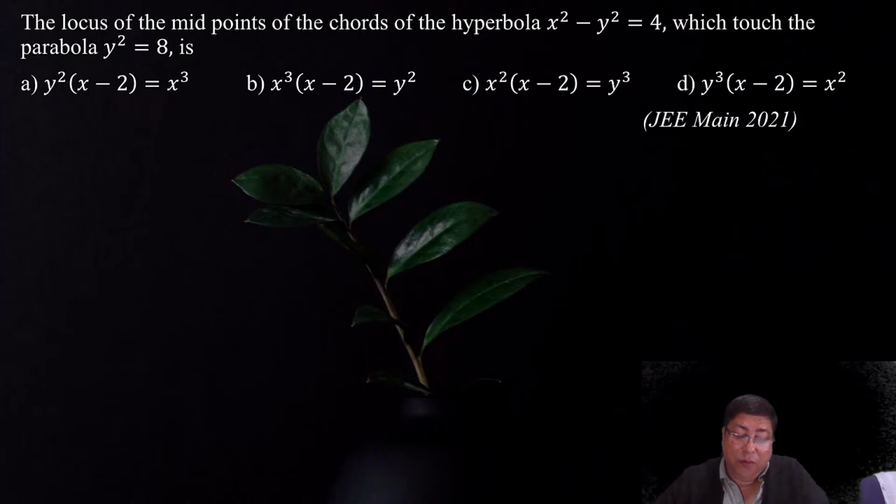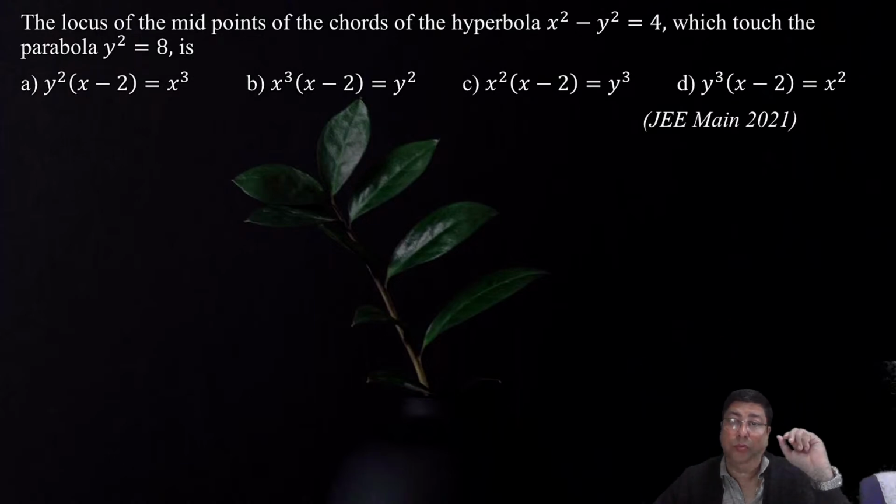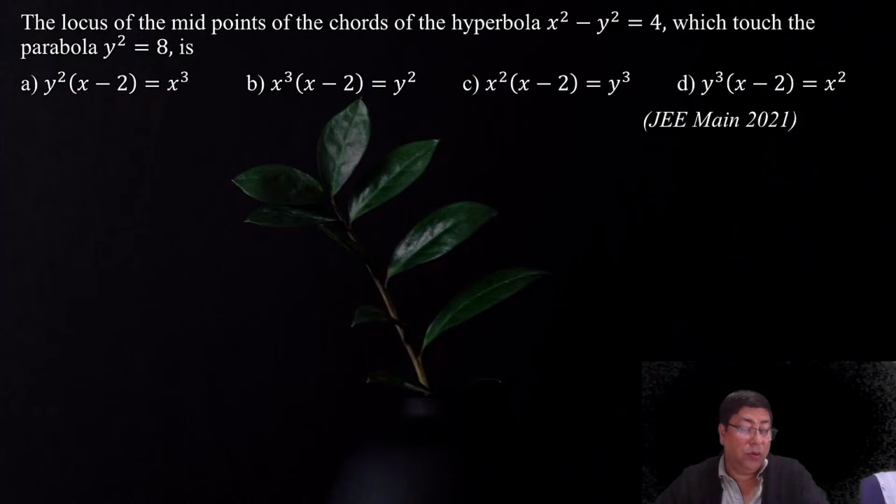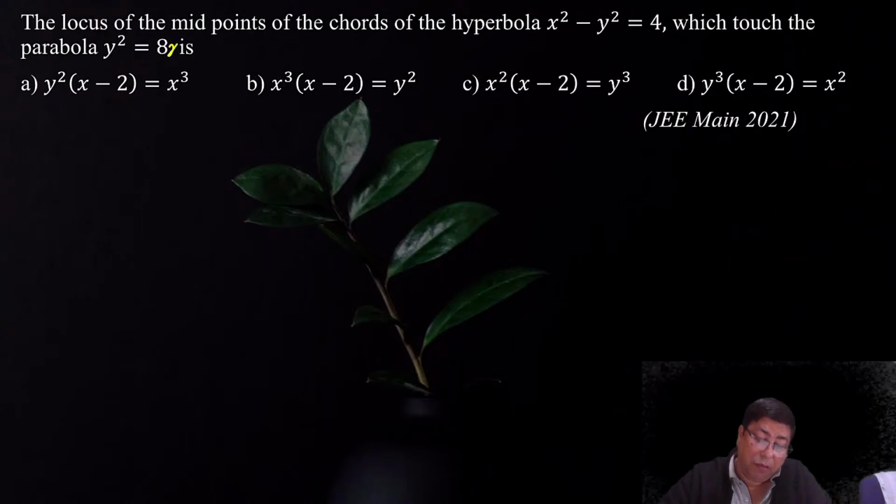Next, the locus of the midpoint of the chords of the hyperbola x square minus y square equal to 4. It is a rectangular hyperbola. Rectangular hyperbola is what? Where a and b are the same. And what is the eccentricity of the rectangular hyperbola? It is fixed, and the eccentricity of the hyperbola is root 2. We have to remember this. Okay, which touch the parabola y square equal to 8x. There has been some mistake in printing. Y square equal to 8x should be there.